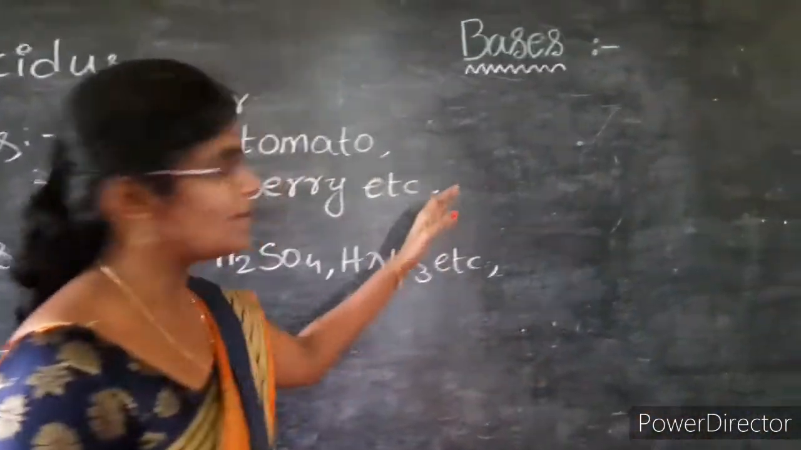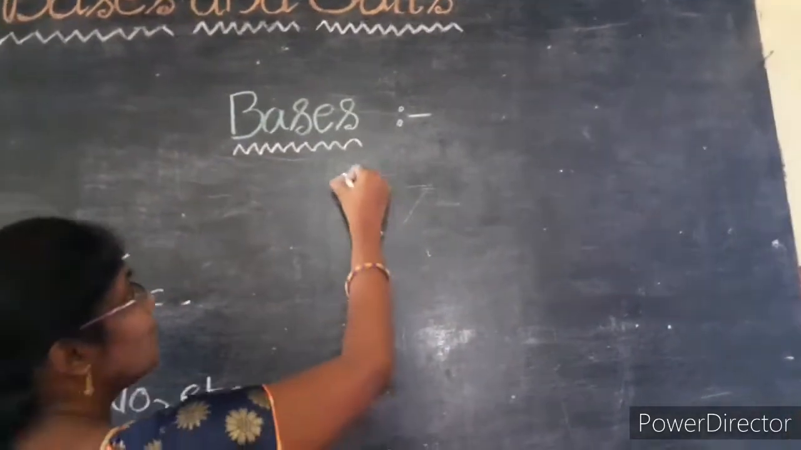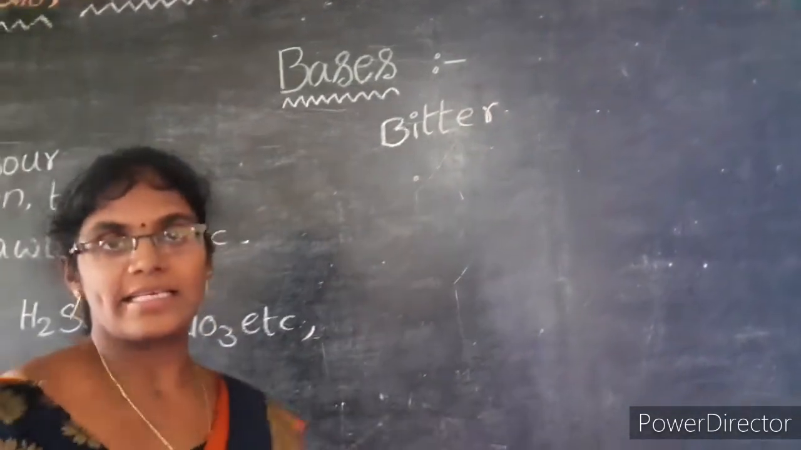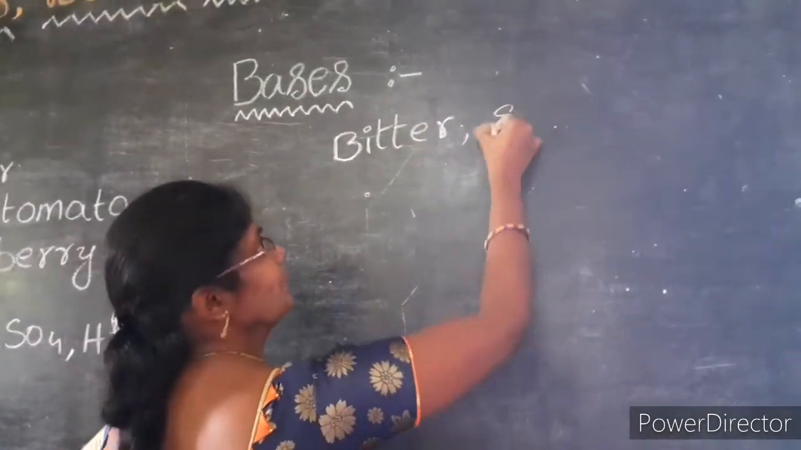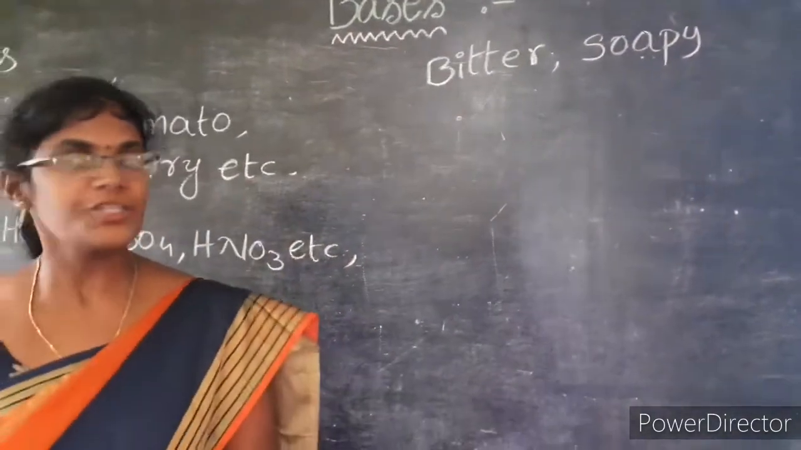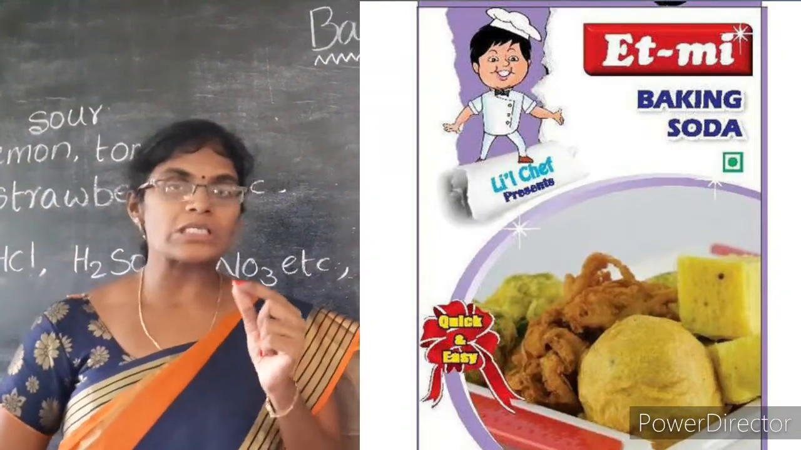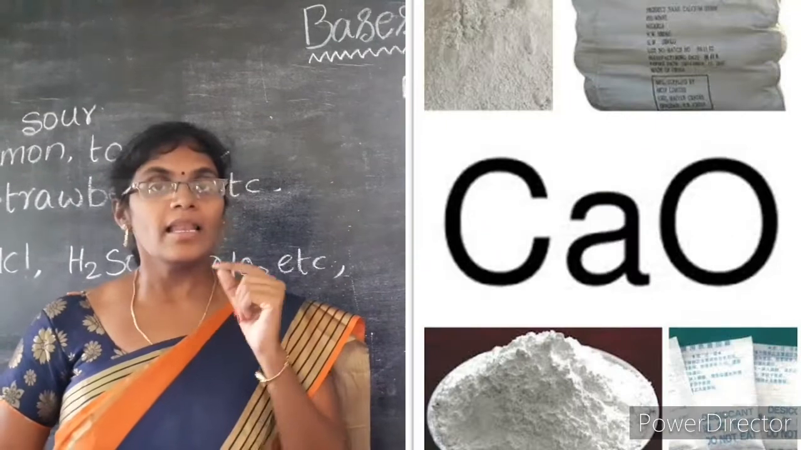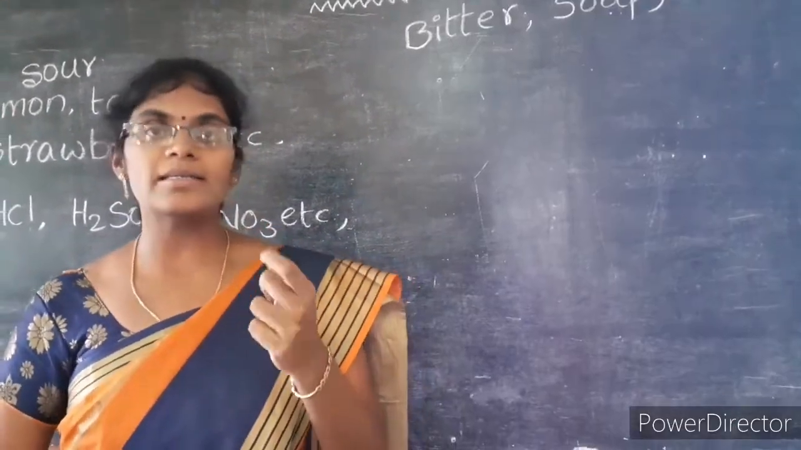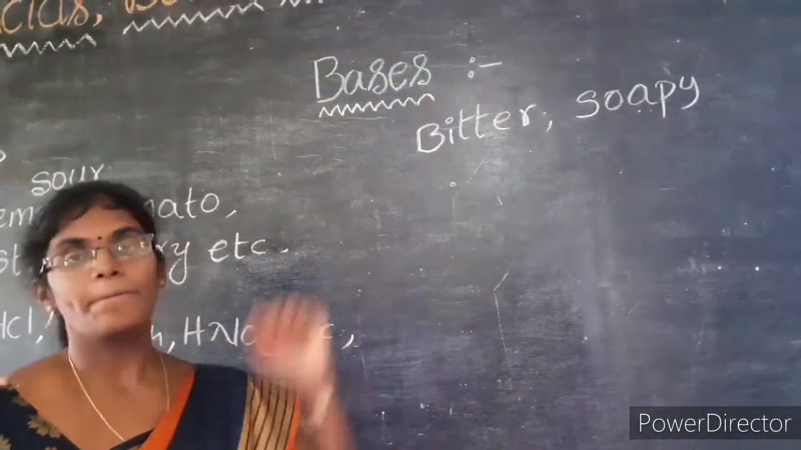Next, coming to bases. Bases are opposite to acids. They are bitter in taste and soapy to touch. For example, baking soda, which is used in cooking, is also bitter in taste. And lime, which is used in the paan shop for making paan, also contains a little bit of bitter taste. Okay, so they all come under the bases.